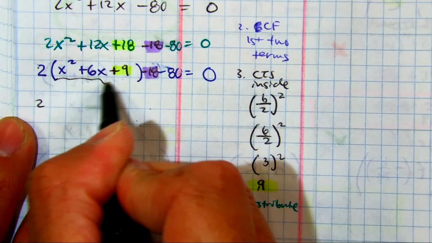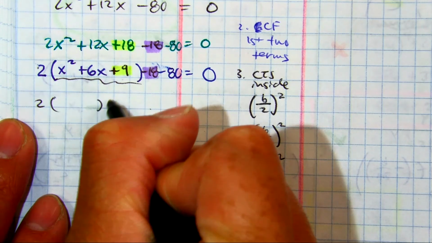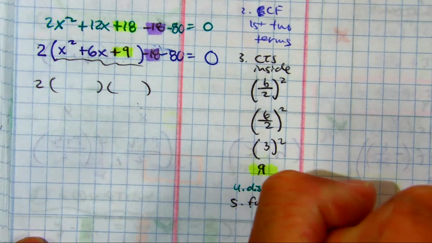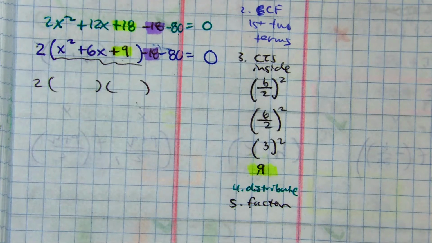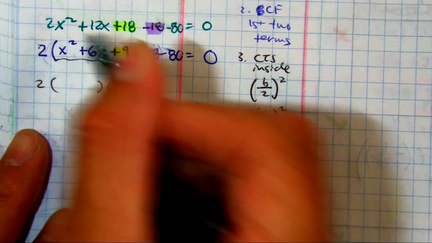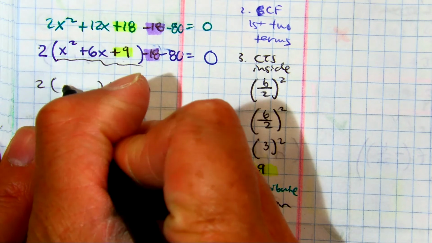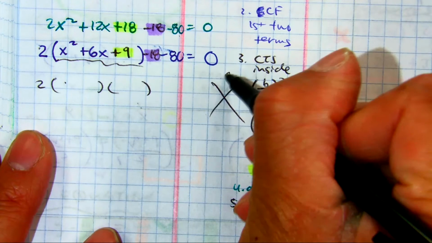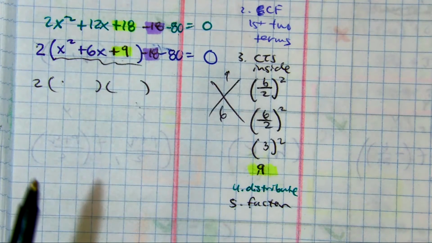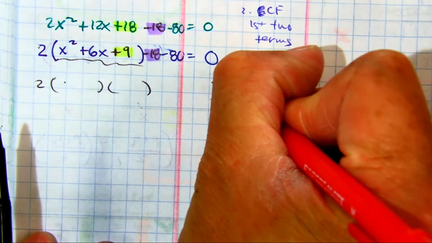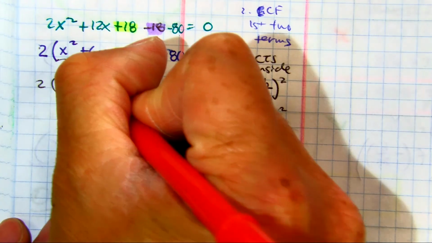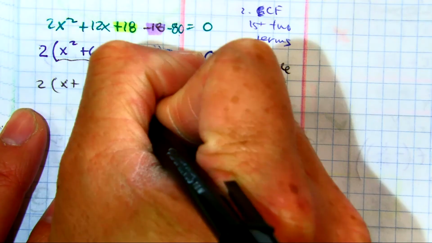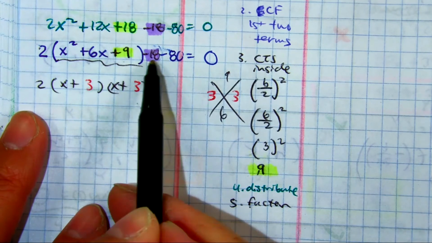Now I can factor on the inside. Number 5, factor. How do you factor that? Two numbers that multiply to be 9, and they add to be 6. So I have x plus 3, and then negative 18 minus 80.